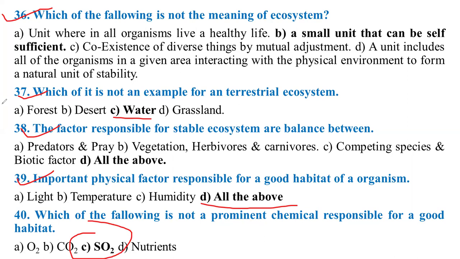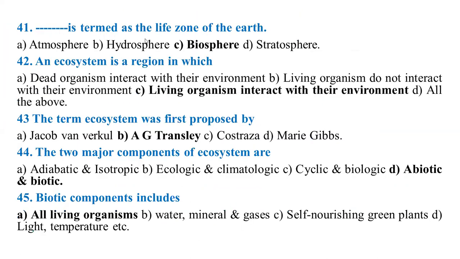So I request you to read the question very carefully and find out your convenient answer. Among the options, you need to find out the best one. Dash is termed as the limestone of the earth. Of course, it's biosphere. An ecosystem is a region in which, please read the question options properly, living organisms interact with the environment. The term ecosystem was first proposed by, it is a very important question, A.G. Tansley.